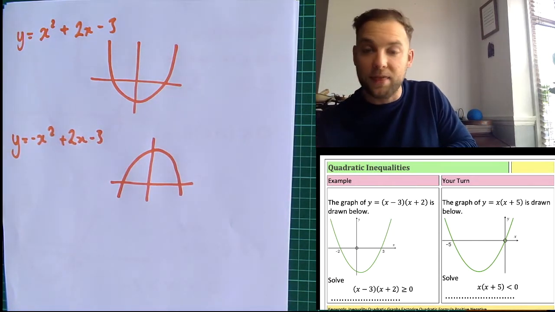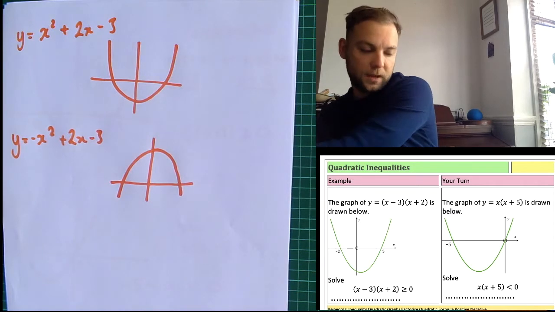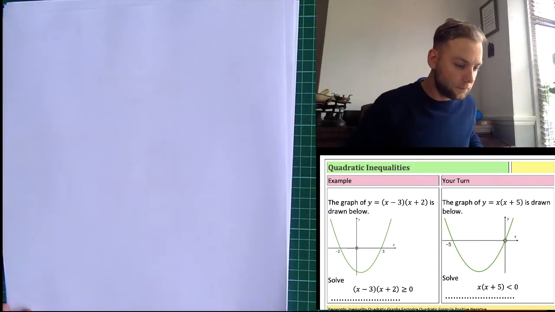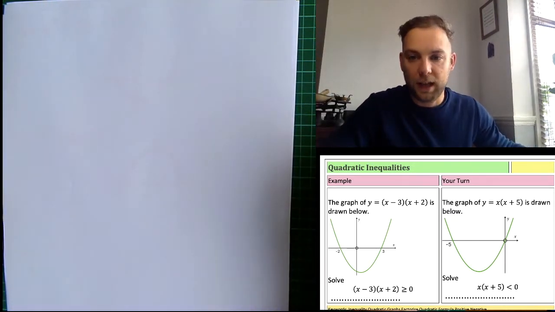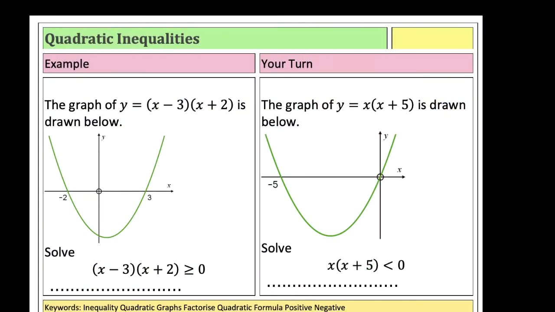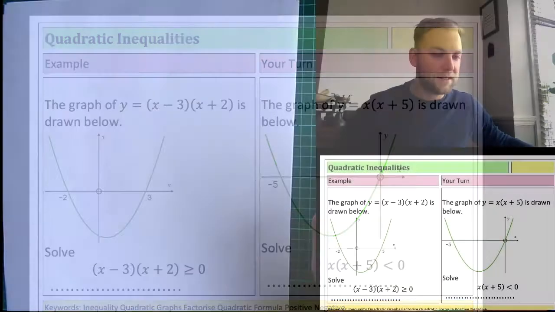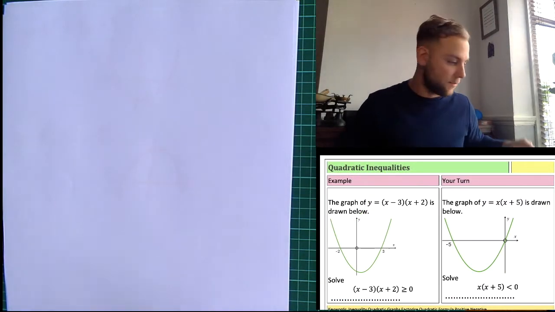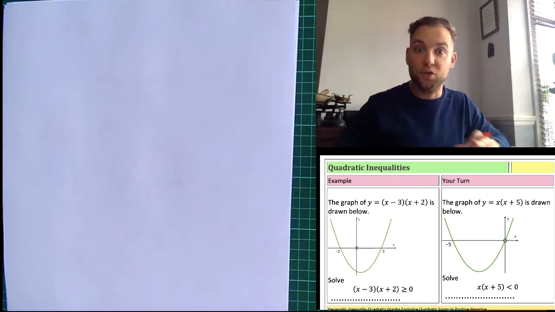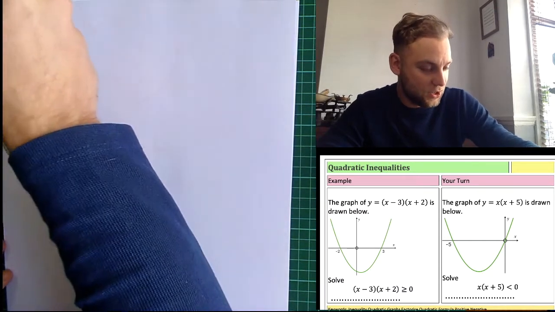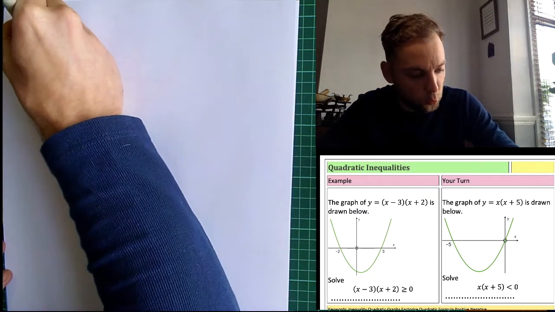So let's have a little look at this first question. I'll make it big so you can see it. The graph of y is equal to x minus 3, x plus 2 is drawn below. Solve x minus 3 times x plus 2 is greater than or equal to 0. So let's have a little look at this one together. Now I am going to draw this down. I'm going to suggest that you do too. Make sure you get it in your notes. Remember, the only way to learn maths is to do it. So this one here is example 1.